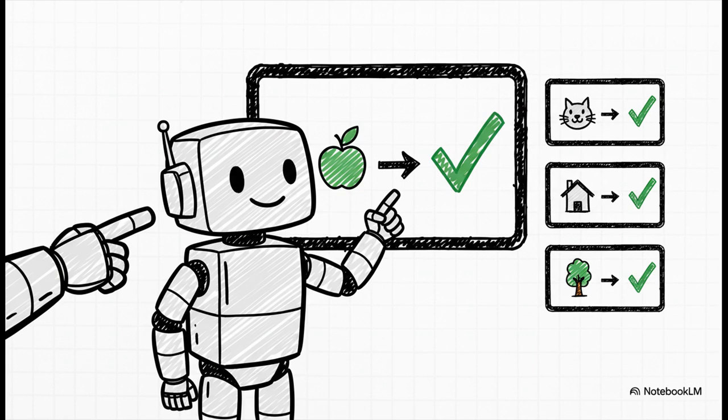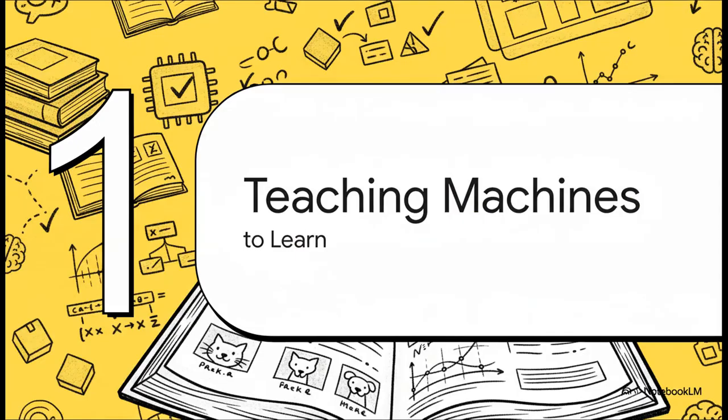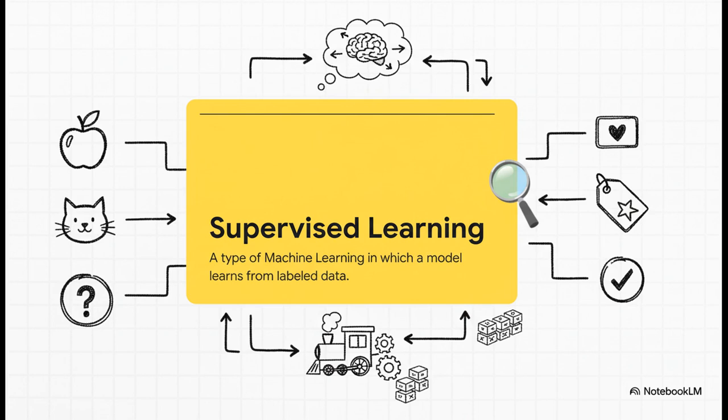You don't just hand it a problem and hope for the best. No. You give it the problem and you give it the correct answer. And you do this over and over and over again until it finally starts to see the patterns for itself. So this whole method of teaching by example, that's what we call supervised learning. Just imagine giving a student a massive textbook where every single problem already has the solution worked out in the back.